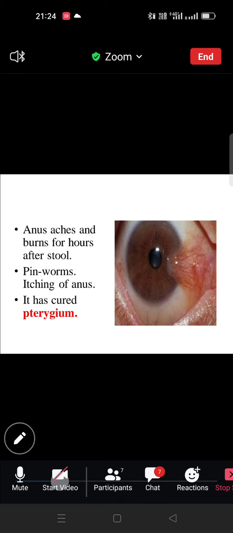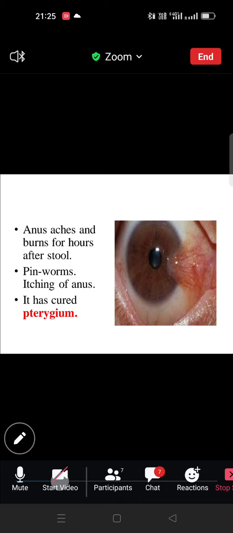Another symptom: anus aches and burns for hours after a stool. It means the pain is so much that even after passing a soft stool, the pain remains for hours. Some patients say, doctor sahab, after I pass stool I have a lot of pain. So we can think of Ratanhia. In case of Ratanhia, there is a splinter-like pain.